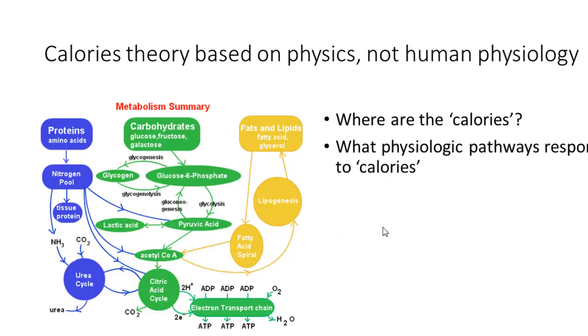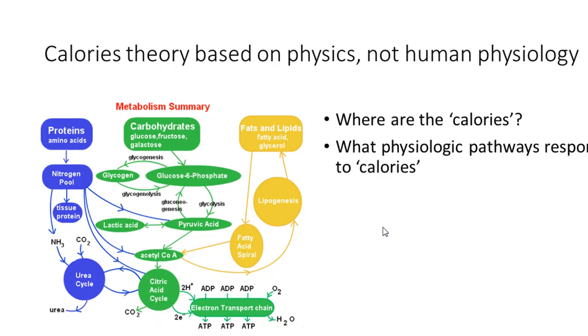Here's basic metabolism, right? Proteins. When you eat proteins, insulin goes up, peptide YY goes up. When you eat fats, cholecystokinin goes up. When you eat carbohydrates, insulin goes up. Where are the calories, right? What physiologic pathway responds to calories?